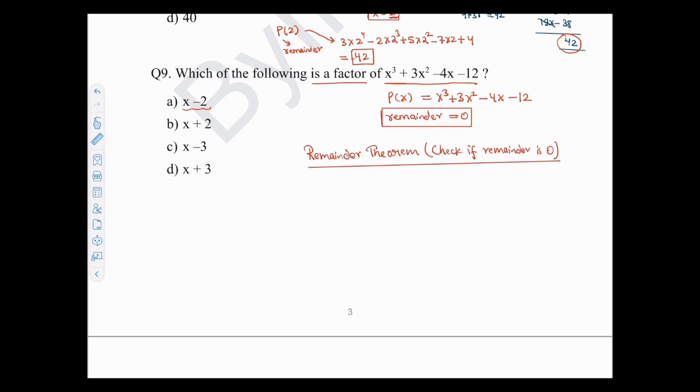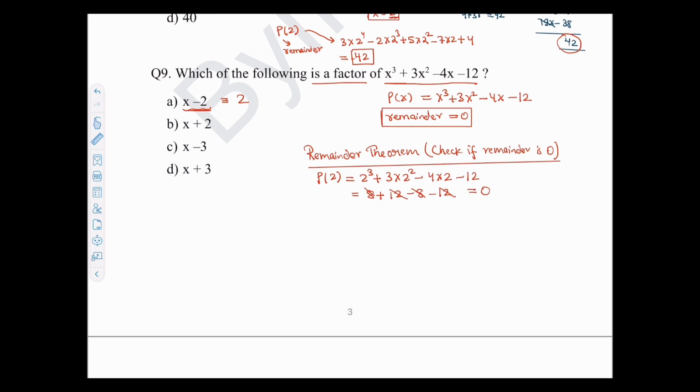So what is our first step? The first step is finding out the root of the divisor. So the root of the divisor is going to be plus 2, isn't it? So we just have to find p of 2 and check if this is giving us 0. So let's find out p of 2. So we will get 2 cubed plus 3 times 2 squared minus 4 times 2 minus 12, isn't it? And if you calculate this up, we are getting 0.